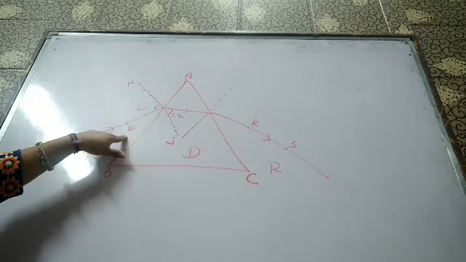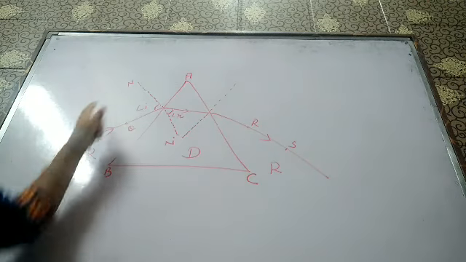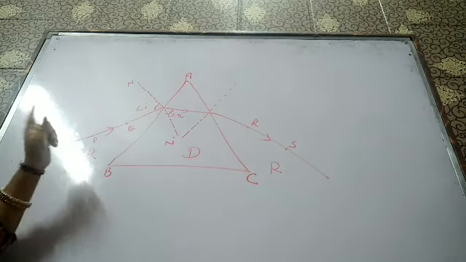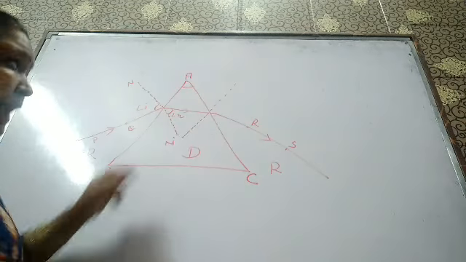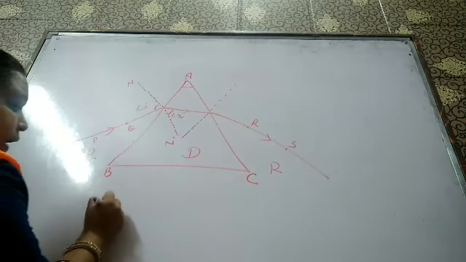So we have so many angles here. First of all, this is called the angle of prism. Why is this angle A called the angle of prism?